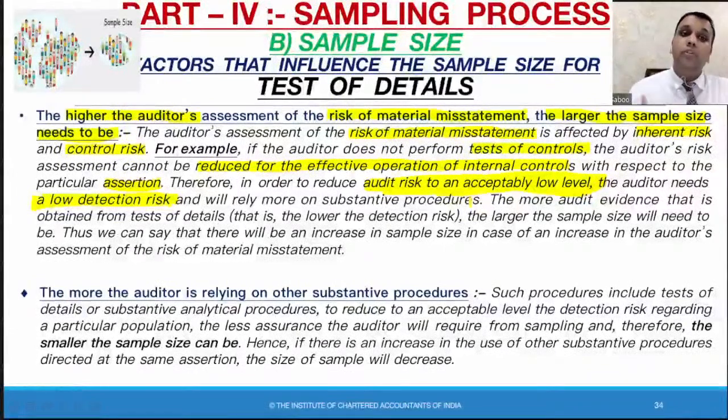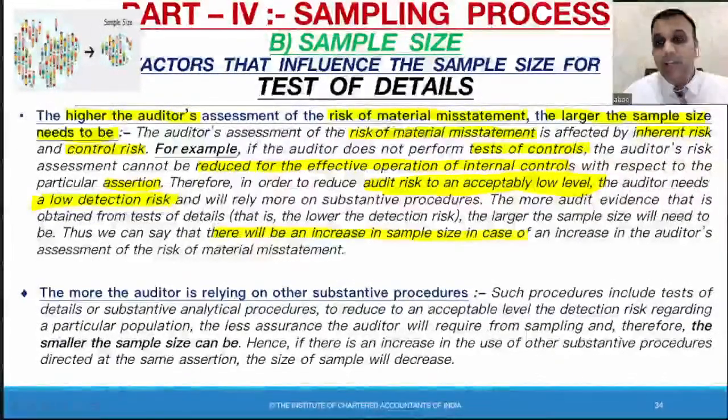Okay, so obviously the auditor has not performed test of controls. Control risk would be higher, and to keep the overall audit risk at a lower level, his detection risk should be low. To keep the detection risk low, he would have to check more transactions, more account balances, and again the sample size would be large. So thus, we can say that there will be an increase in sample size in the case of an increase in the auditor's assessment of the risk of material misstatement.